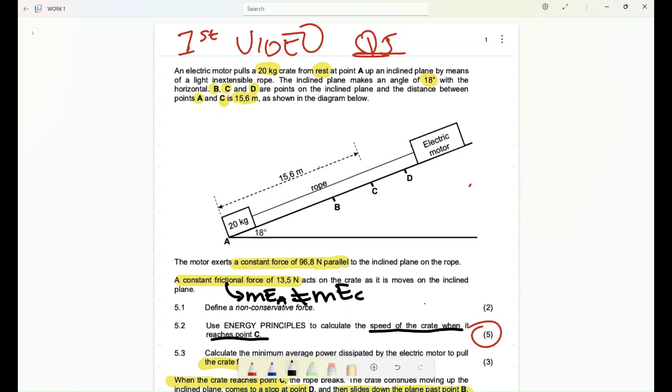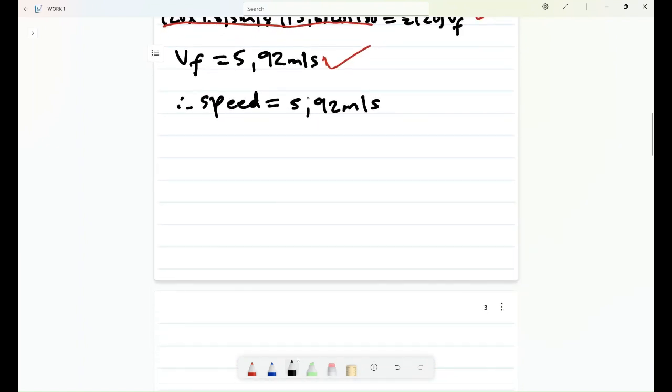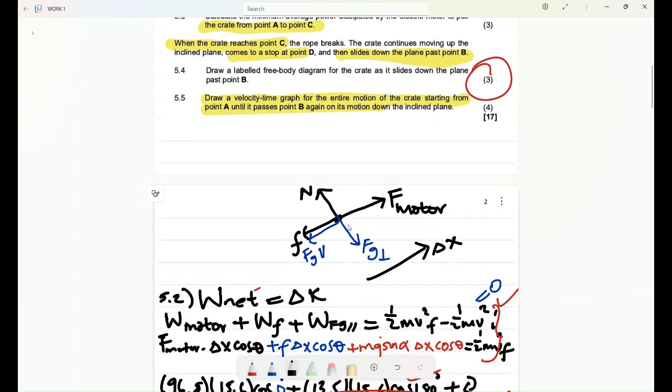Now I want us to look at 5.2, where we were required to calculate the speed of the crate when it reaches point C. If I remember very well, we used W net is equal to change in K. Remember, I said this formula is applicable everywhere. Now I want us to look at an alternative method. We remember we can use W, work done by non-conservative force, which is equal to change in K plus change in U.